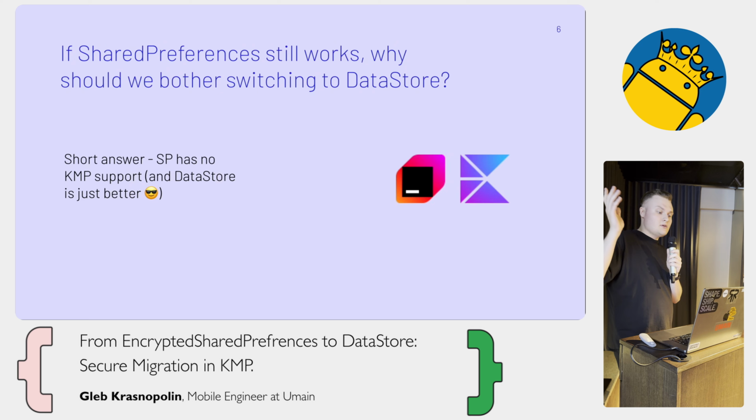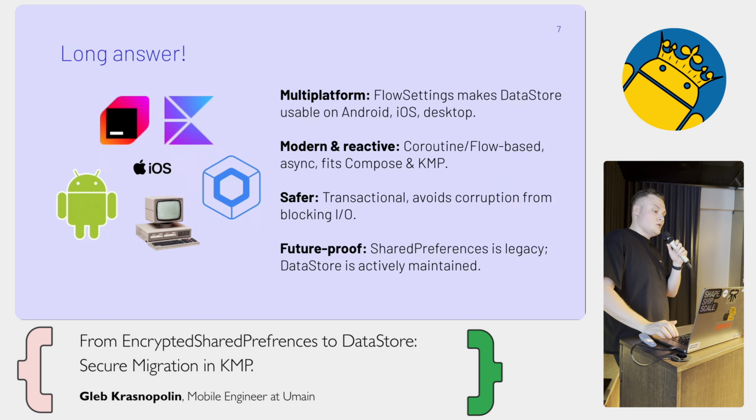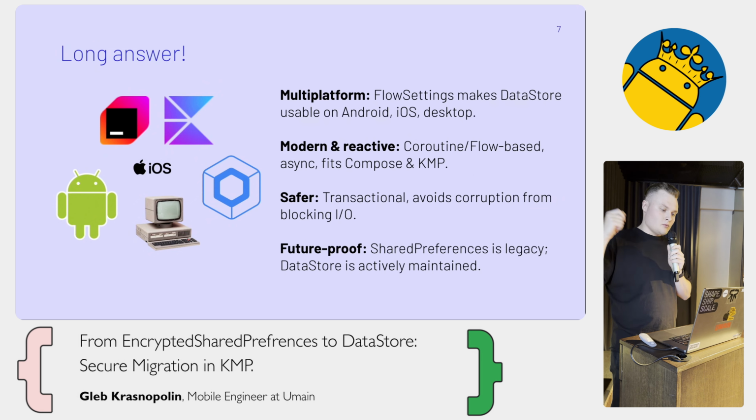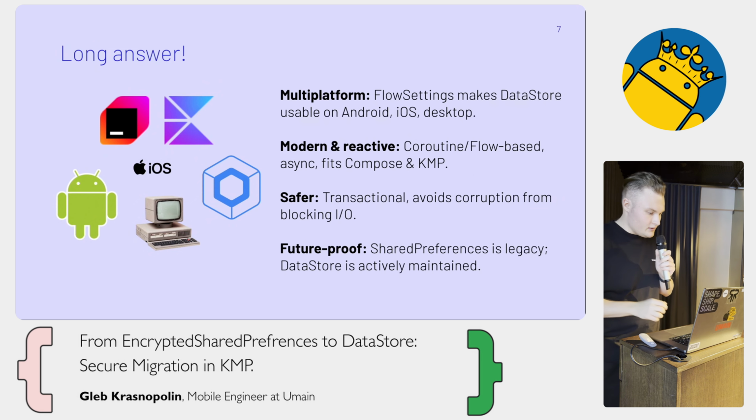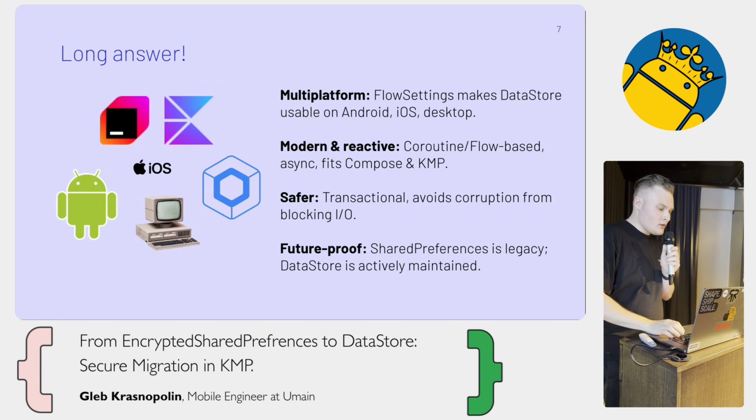Why don't we use shared preferences instead, you might ask, and why bother switching to DataStore? Short answer, shared preferences has no KMP support. And every modern app that we're creating today should have KMP support, in my opinion and in the community's opinion, obviously. So, and DataStore is just better, and let's dive into why. So, long answer. First of all, as I mentioned, FlowSettings, which I'm going to talk about a bit later, makes DataStore usable on both Android, iOS, and also desktop. I haven't tried it myself, but according to the documentation it does.